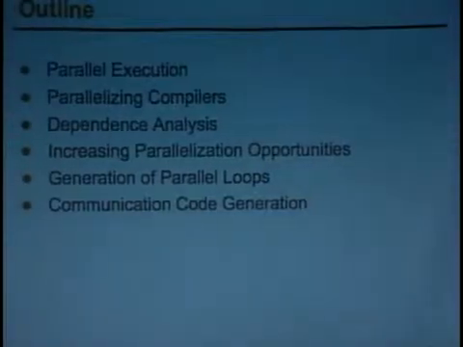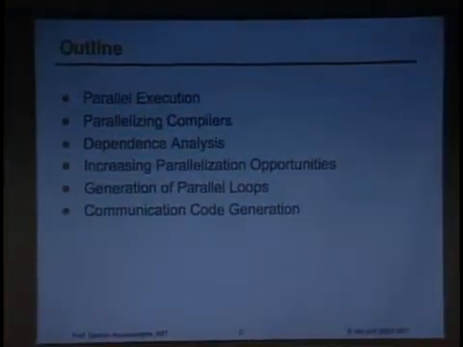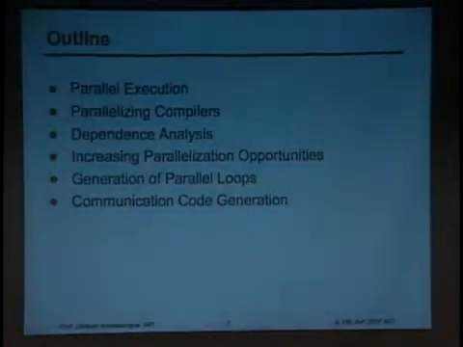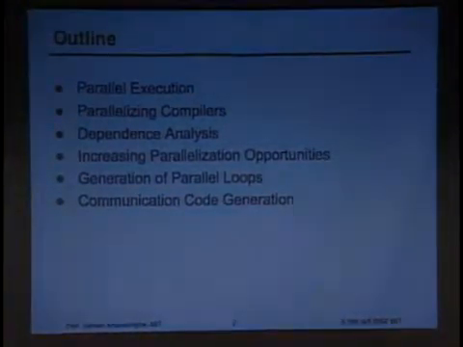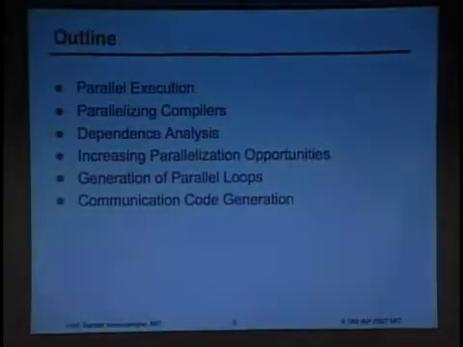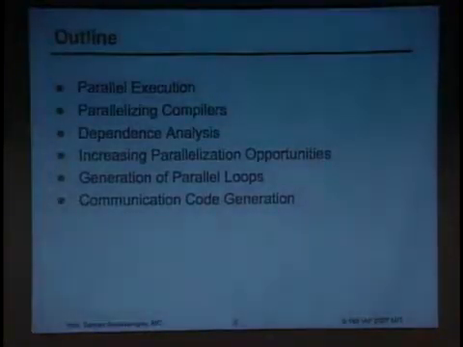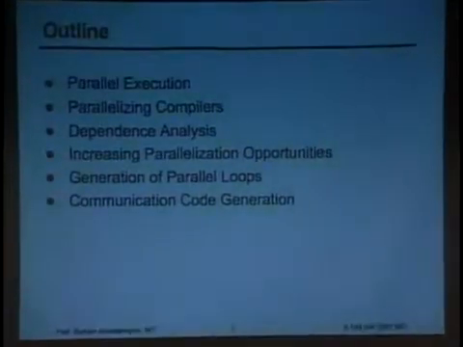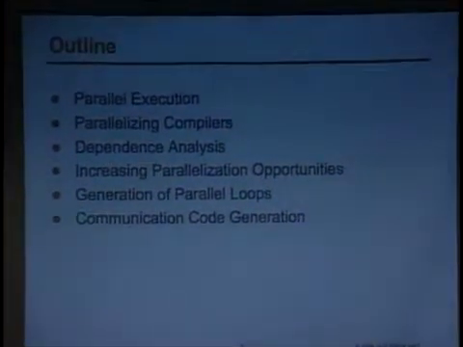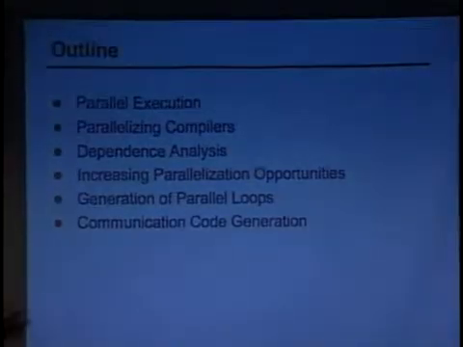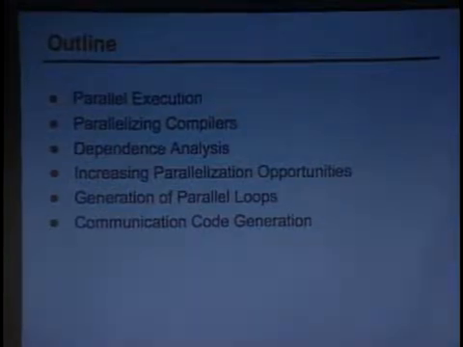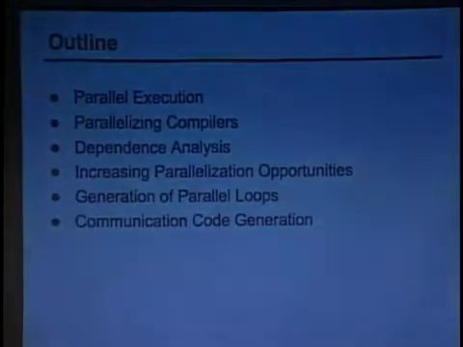So, I'll talk a little bit about parallel execution. This is what you know already, and then go into parallelizing compilers and talk about how to determine if something is parallel by doing data dependence analysis, and how to increase the amount of parallelism available in code, with what kinds of transformations. And then we'll look at how to generate code, because once you realize something is parallel, how do you actually get it to run in parallel, and finish up with how you do communication code in a machine such as the Cell.